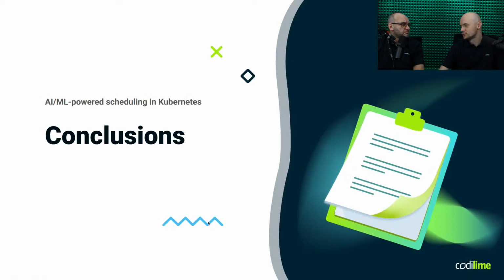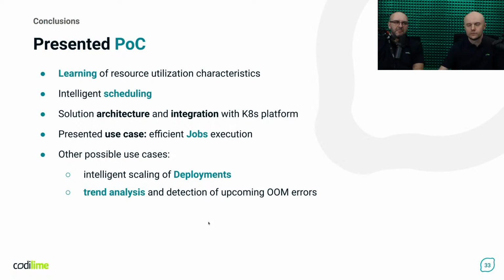Okay, so I think it's time for conclusions now. Today we presented a POC for intelligent scheduling of workloads in Kubernetes, which makes use of resource utilization characteristics. We have discussed the solution architecture. We have also shown how we integrated our analytics with the Kubernetes platform. And as a demo, we presented the use case for efficient job execution. But of course, this is not the only possible use case to be supported within our POC. Other example use cases can be intelligent scaling of deployments and also trend analysis and detection of upcoming out-of-memory errors.